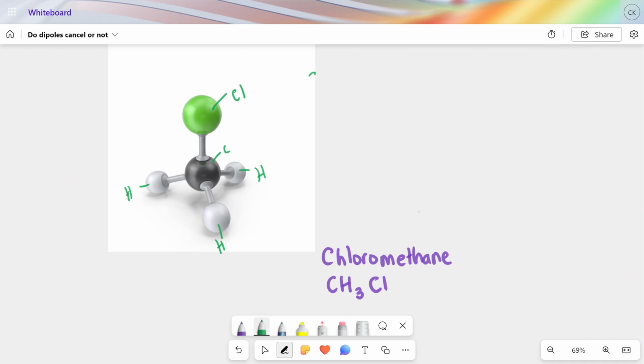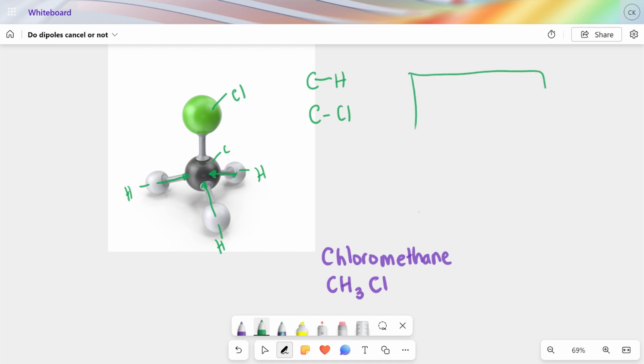The carbon to hydrogen bonds are still dipoles. They're still going in the same direction. They still spend more time, those electrons spend more time around the carbon than they do around the hydrogen. And so all of those bonds are pulling slightly in towards that direction, into the center of the carbon. However, the chlorine to carbon bond is different.